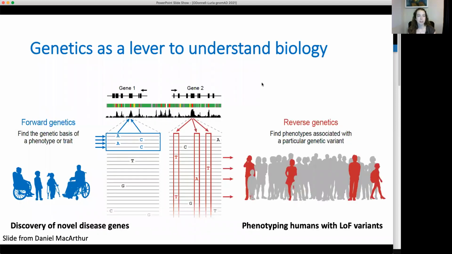Genetics is a really important lever to understand biology, and by doing large-scale sequencing and reference data like this, we can do forward genetic studies where we study people with disease and compare them to existing data sets. Or we can take large-scale genomic studies like gnomAD and find interesting variants, and hopefully one day be able to follow those up with a reverse genetic study to better understand the phenotypes from those variants, for example, with loss of function variants in the general population.